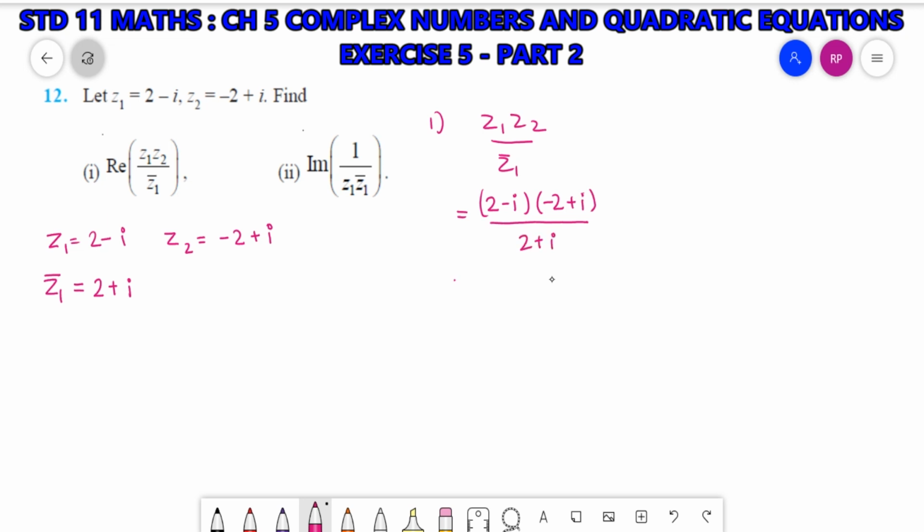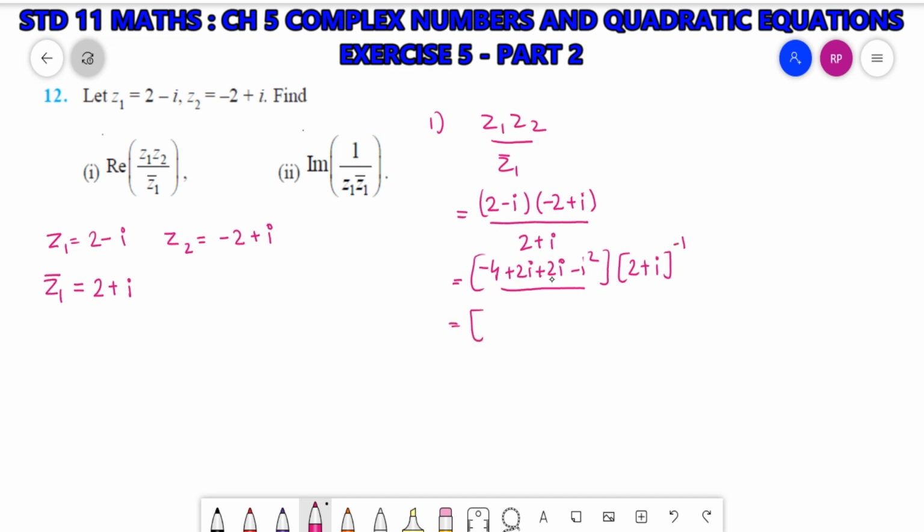Okay, so let's multiply it. 2 into minus 2, minus 4. 2 into i, plus 2i. Minus i into minus 2, plus 2i. Minus i into plus i, that is minus i square, upon 2 plus i. So instead of dividing by 2 plus i, I can write it as the multiplicative inverse of 2 plus i.